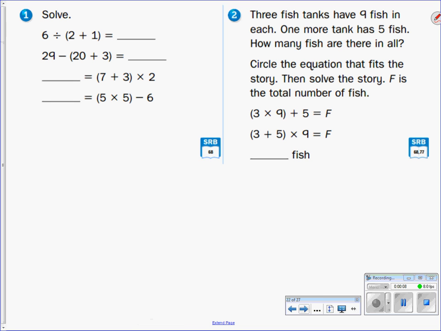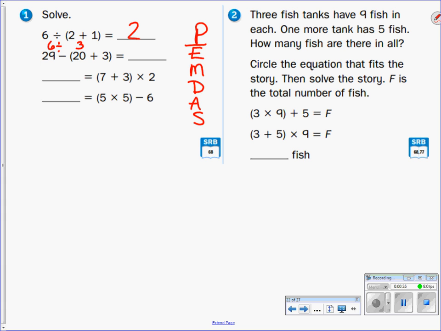All right, for number 1, we just have some equations here that we have to complete. If you remember, we have to do parentheses first. Please excuse my dear Aunt Sally. So parentheses come first. 2 plus 1 is 3. Putting down our new equation, 6 divided by 3 equals 2.